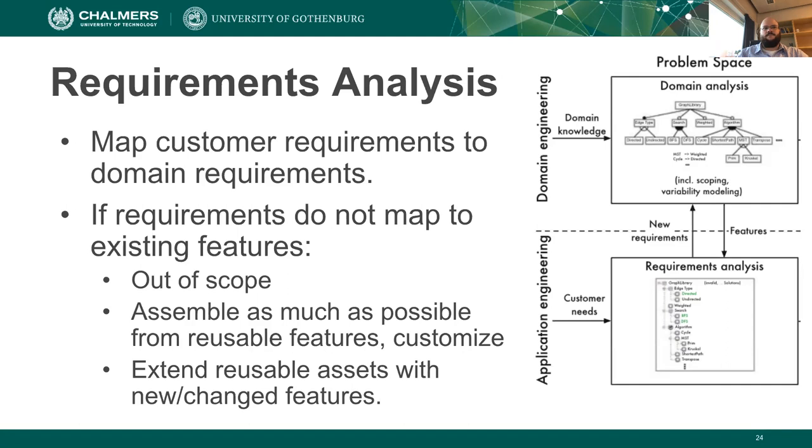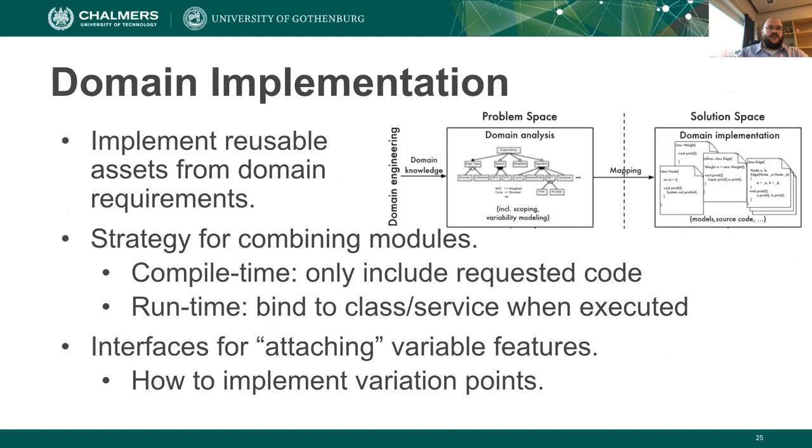So after you identify the features, we want to implement those in the form of reusable artifacts. Domain or feature implementation is a step we take during domain engineering to target the solution space instead of the problem space. Here we work in technical terms: code structures, architecture, concrete classes and modules, and implement solutions based on our domain requirements. So here we implement the reusable assets that are going to go into a number of products in our product line. The implementation process requires a bunch of considerations beyond just writing code, though.